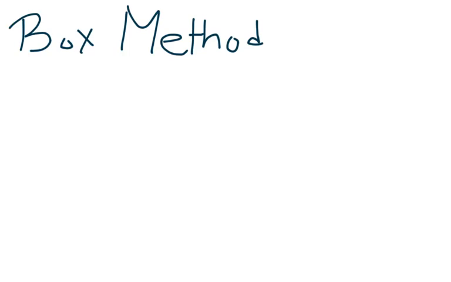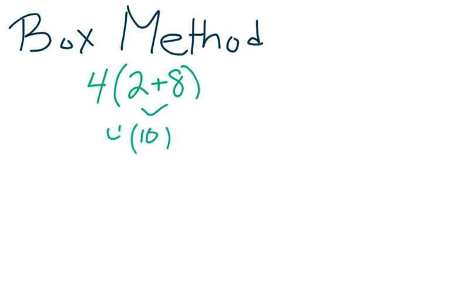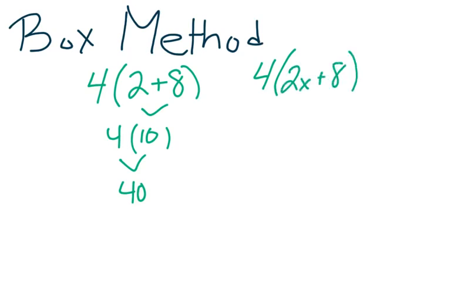Let's pretend that we have an example that is 4 times 2 plus 8. Now, we know that we could follow the order of operations and say, inside my grouping symbols I have 2 plus 8 is 10, times 4 is 40. There's my answer. But when we're looking at a problem like 4 times 2x plus 8, then you can't add 2 x's and 8 1's, so we need a different strategy. Our first strategy is called the box method.